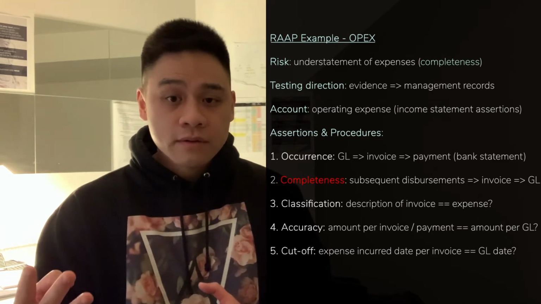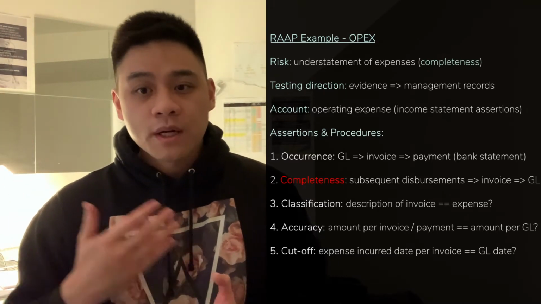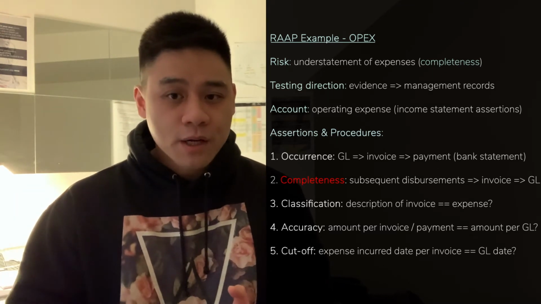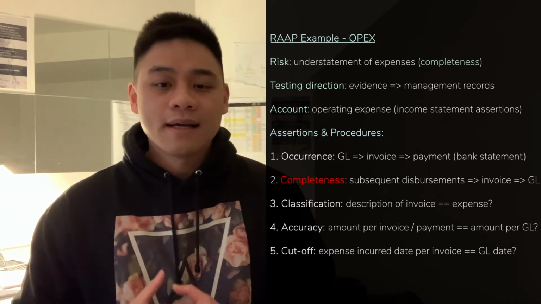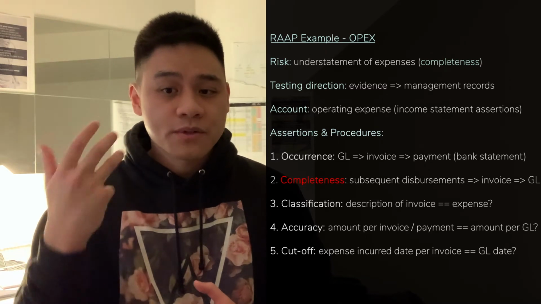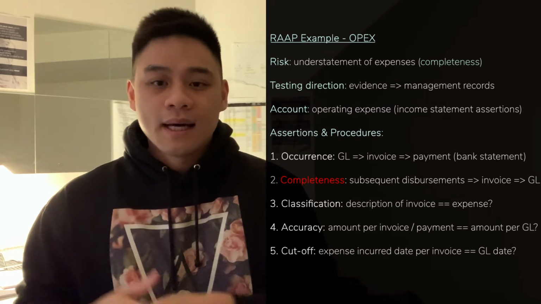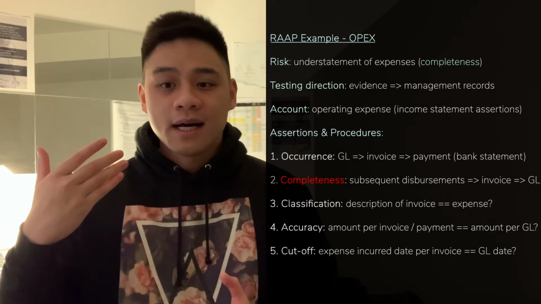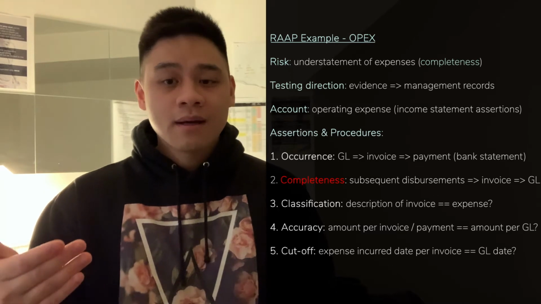And then our fourth assertion is accuracy. During our testing procedures above as well, we would agree the details and the dollar amounts between payment to invoice to management records, aka the GL. And then our fifth assertion is cutoff. Same during the testing procedures above, we would agree the date of the expense incurred from the invoice to the date management recorded the expense. So for example, if the invoice says the expense occurred in May 2021, then the expense should be in management's record for 2021.